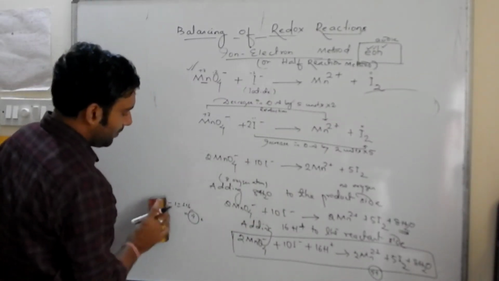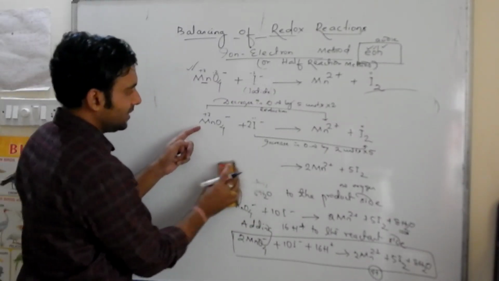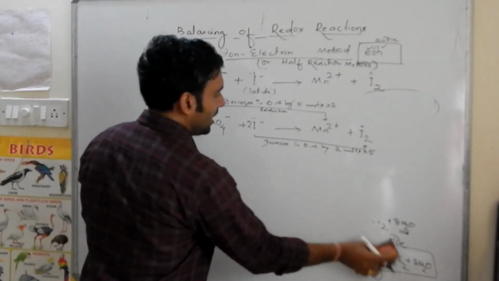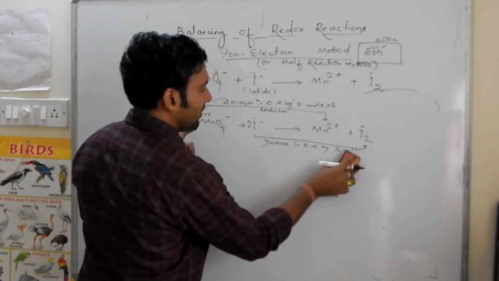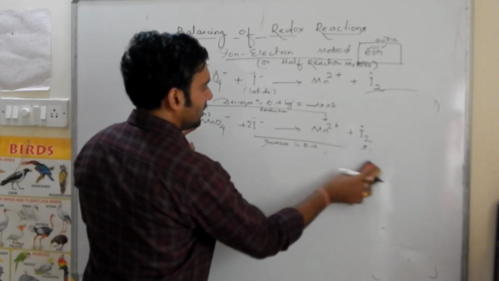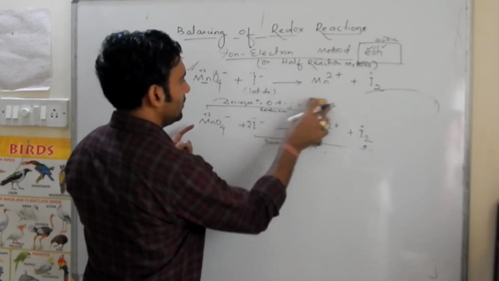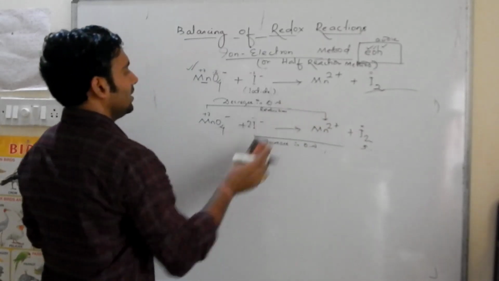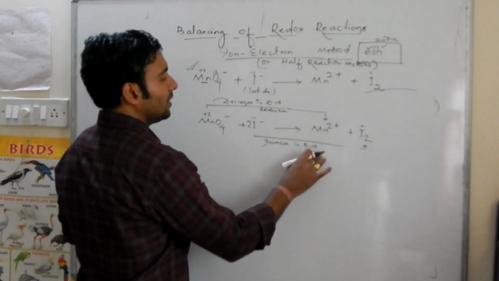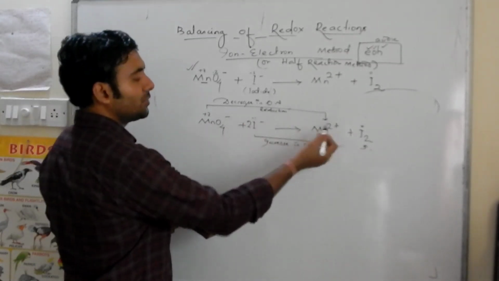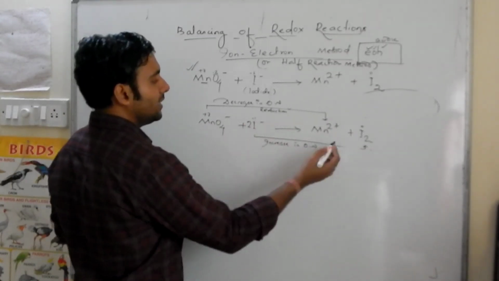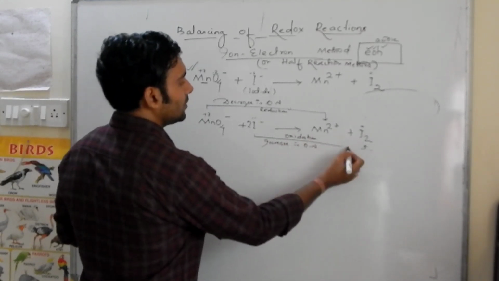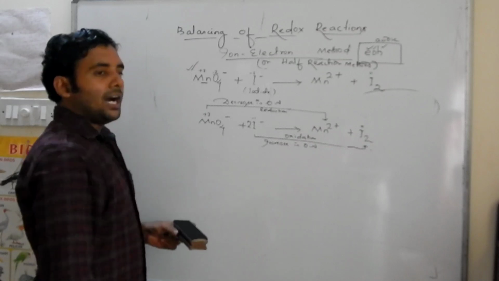I will erase the remaining part. I will just keep up to this second step because these two steps are required. So here the multiplication factor is not required. You have to identify the species which is oxidized and the species which is reduced. So permanganate ion is reduced to manganese 2+. Iodide ion is oxidized; the increase in oxidation number means oxidation. So iodide ion is oxidized to iodine.